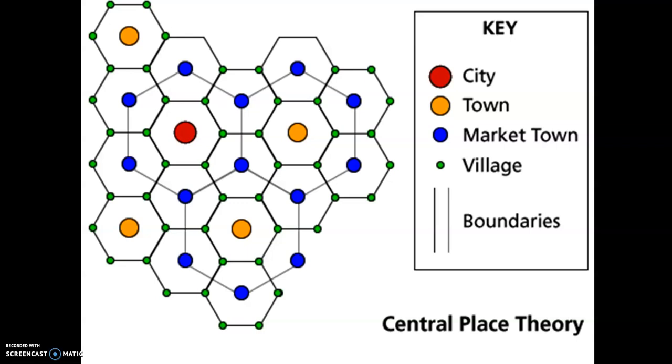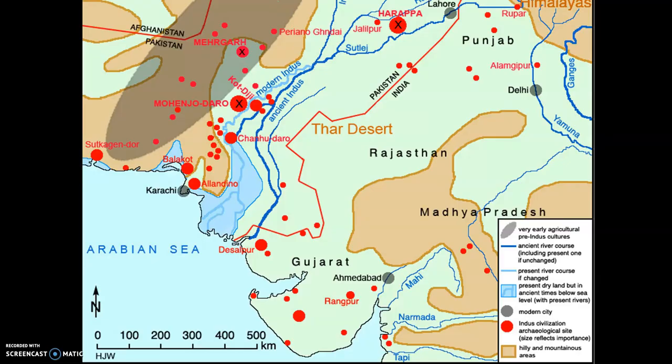Now the difference is that Christaller thought that this applied to a uniform landscape with no differences in natural resources or geography. Now let's take a look at how it might be applied in real life. Here we have a map of the ancient Indus River Valley civilization of Bronze Age India and Pakistan.